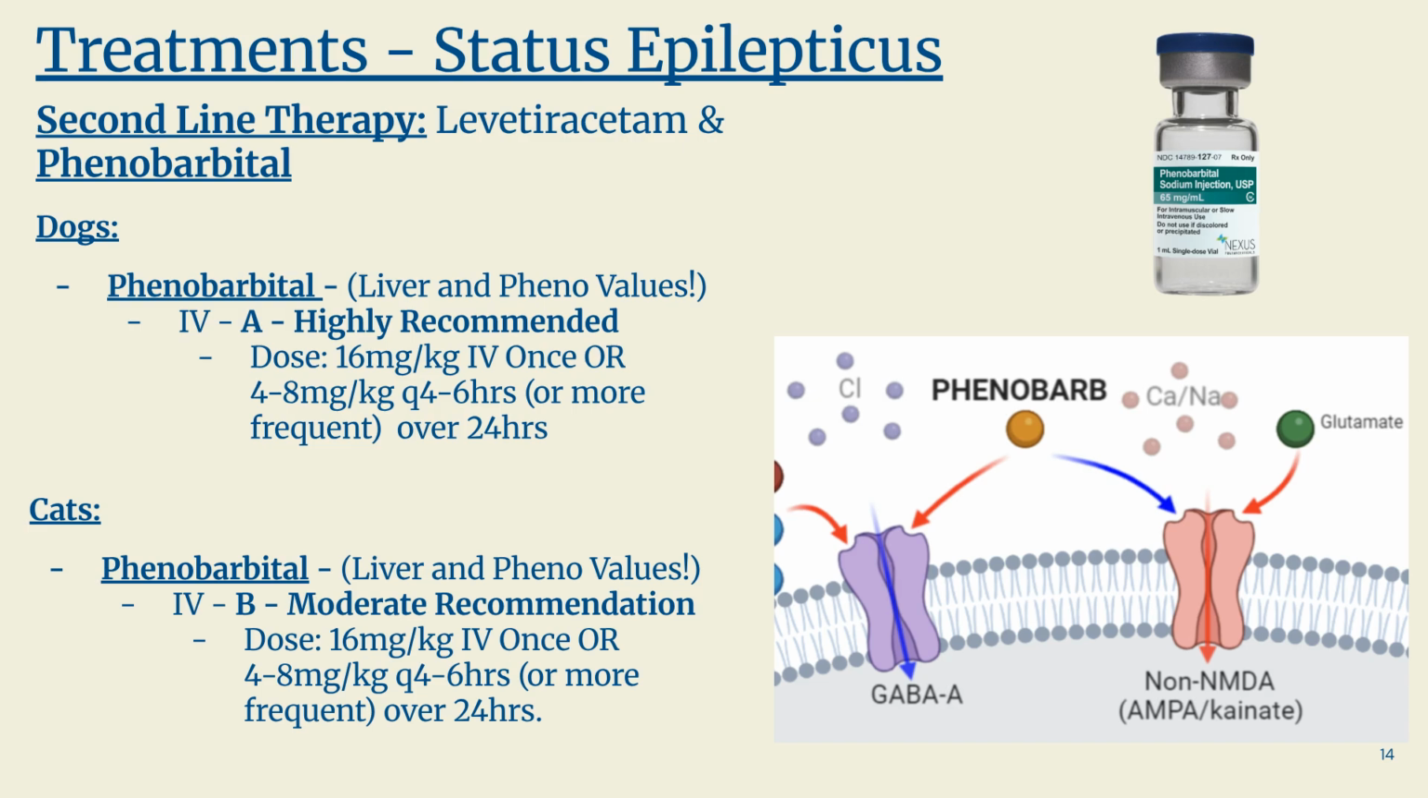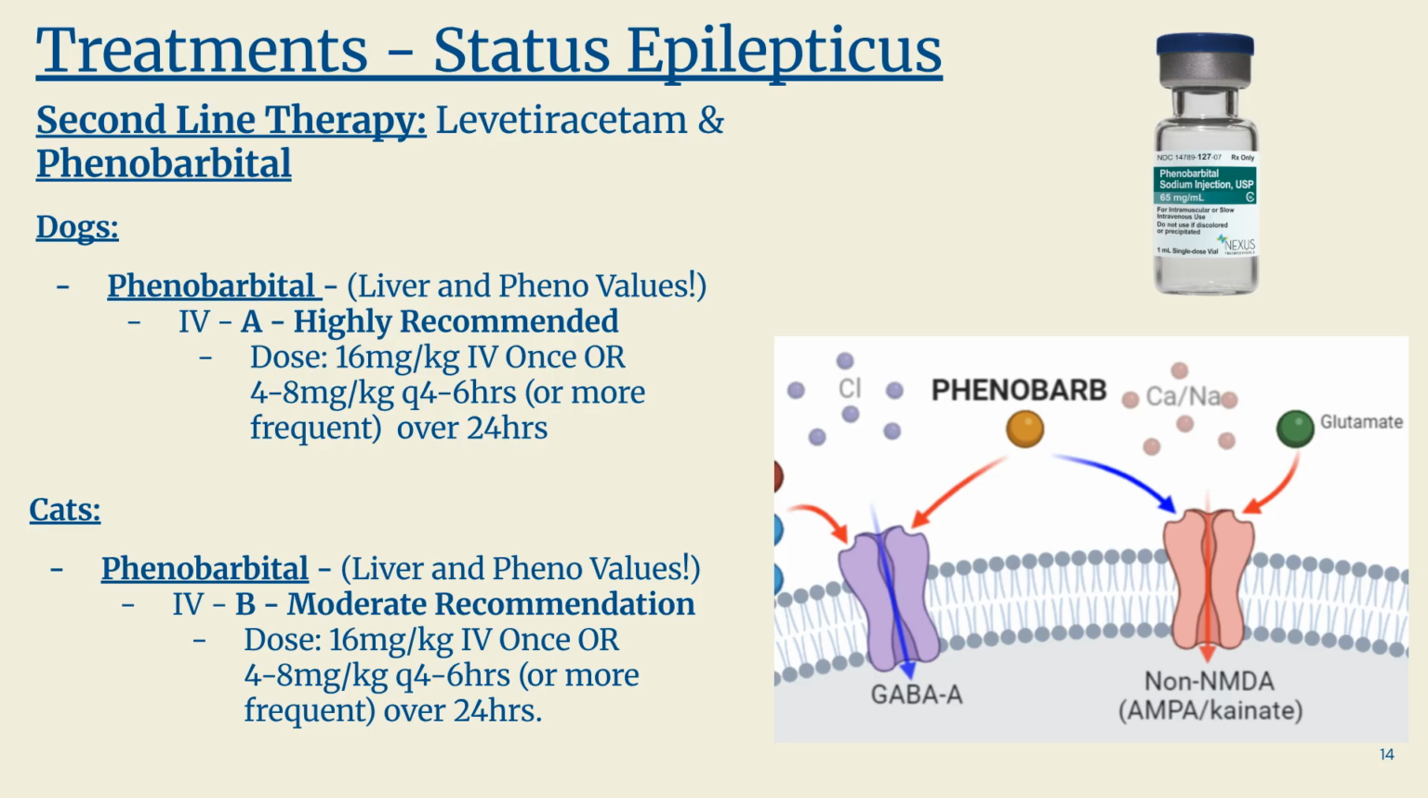Our next second line therapy is probably the most well known and trusted long term anti epileptic drug, which is phenobarbital. Pheno works by binding to specific sites on GABA A receptors, which is different from where the benzodiazepines bind, and increases the duration of chloride channel opening, leading to hyperpolarization and reduction in the formation of action potentials. It also inhibits AMPA receptors, which reduces the impact of excitatory glutamate.